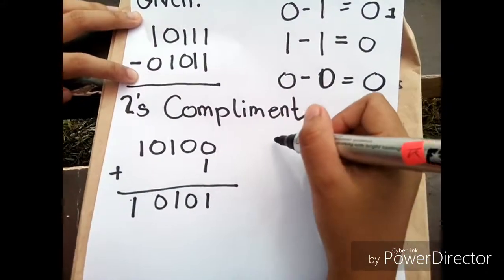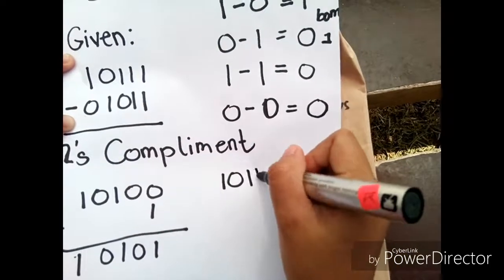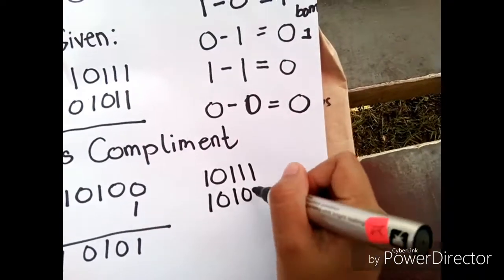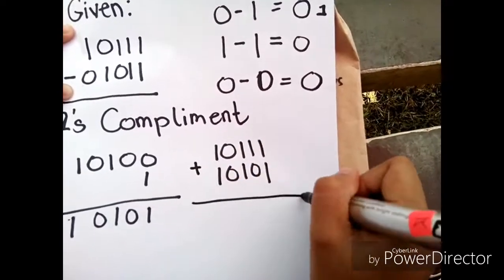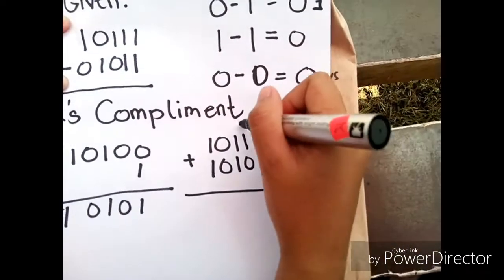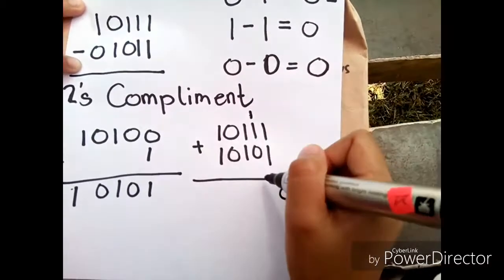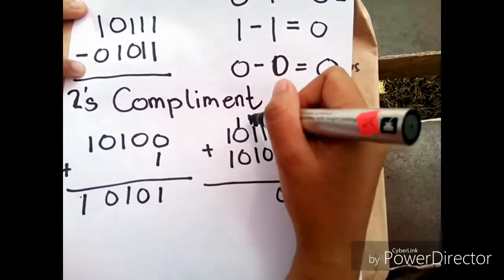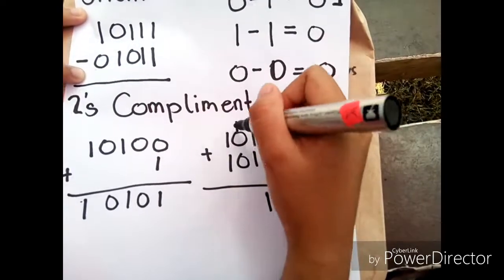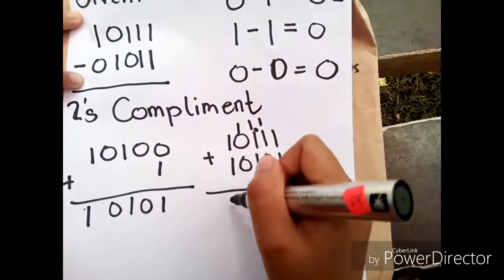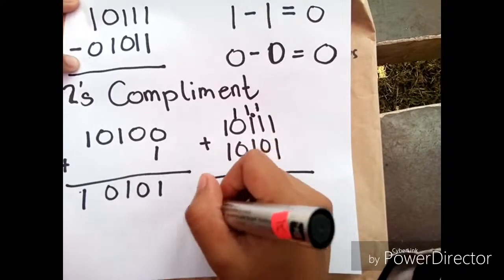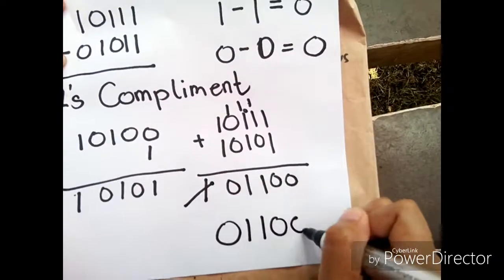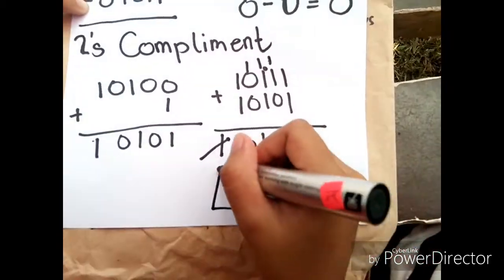So let's add this: 1, 0, 1, 1, 1 plus 1, 0, 1, 0, 1. That would be 1 plus 1 equals 0, carry 1. 1 plus 1 equals 0, carry 1. 1 plus 1 equals 0, carry 1. 0 plus 1 equals 1. 1 plus 0 equals 1. 1, 0, carry 1. So there is an overflow here, so we just discard the 1. So that would be the final answer. Check.